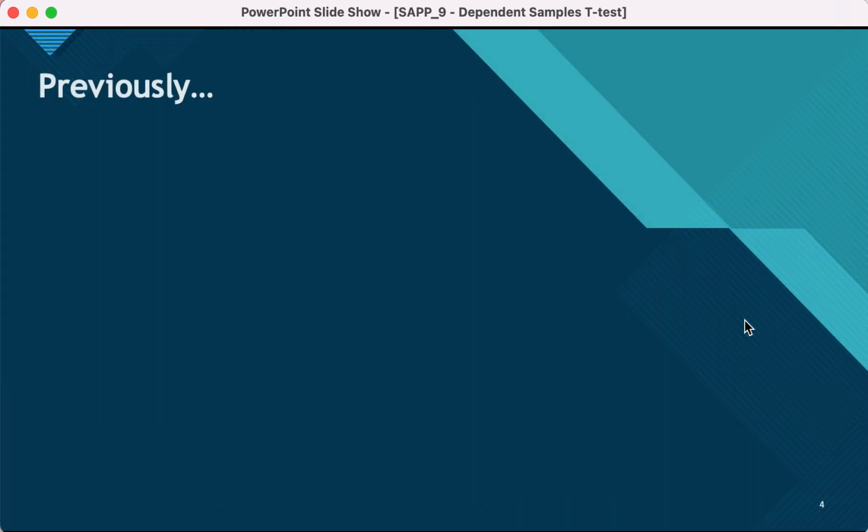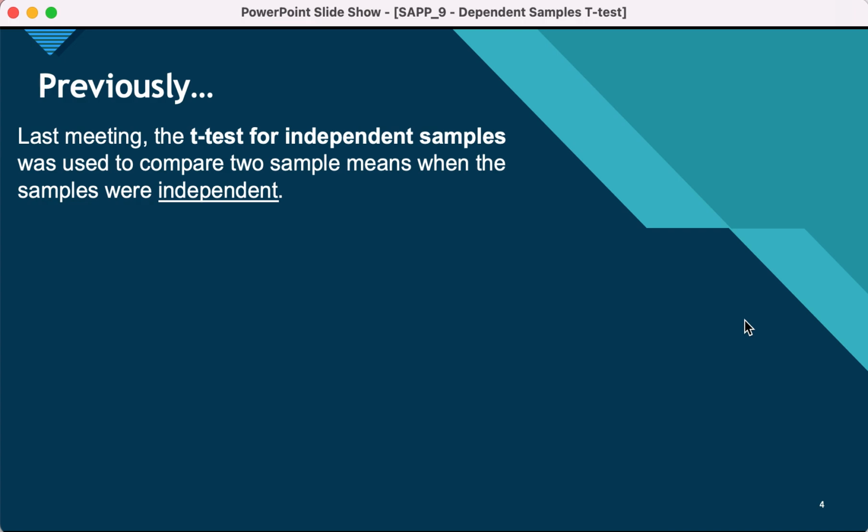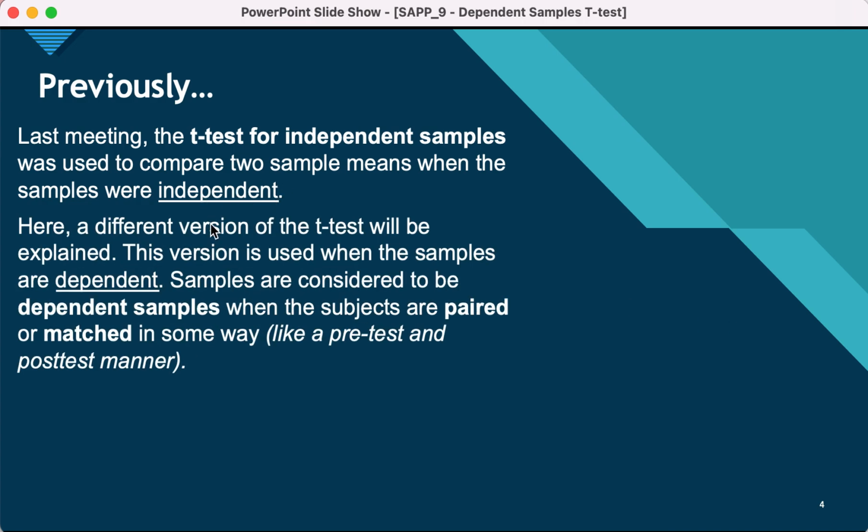Previously, the t-test that we learned is called independent because the samples or the groups where the samples came from are independent. Here, a different version of the t-test will be explained wherein the samples or groups of samples are dependent. That is, we're saying that they are paired.